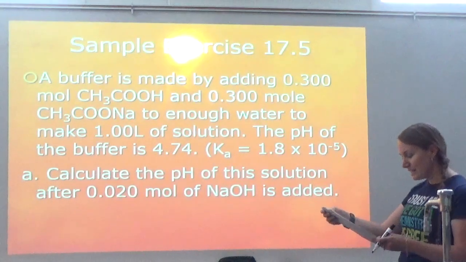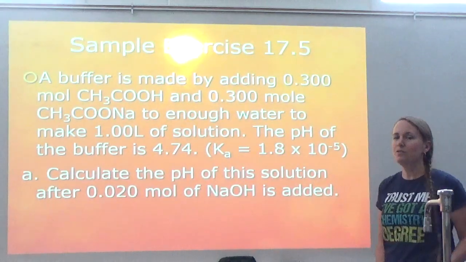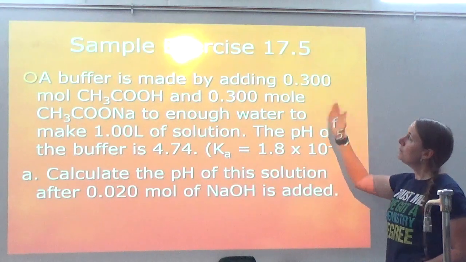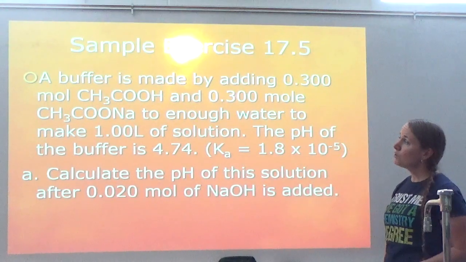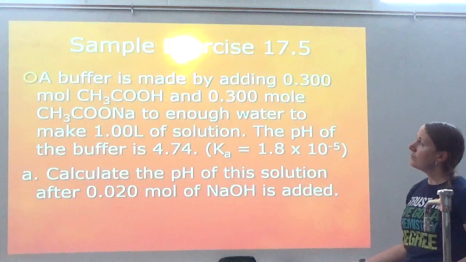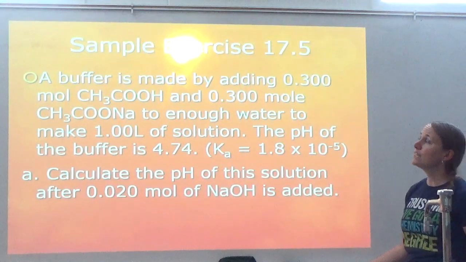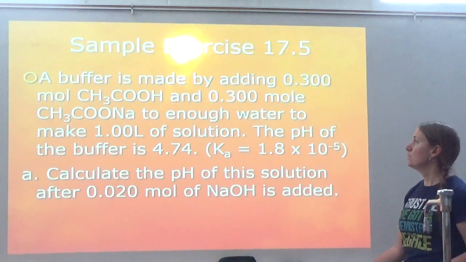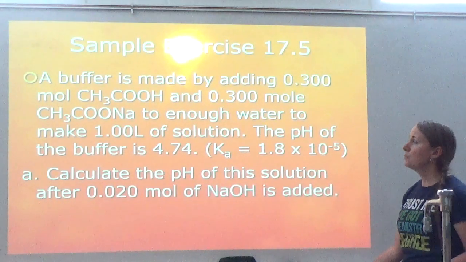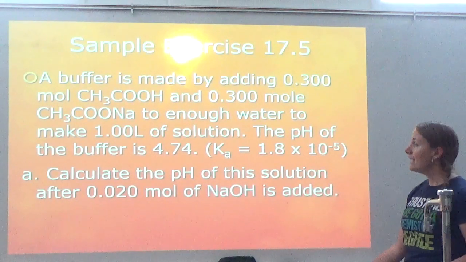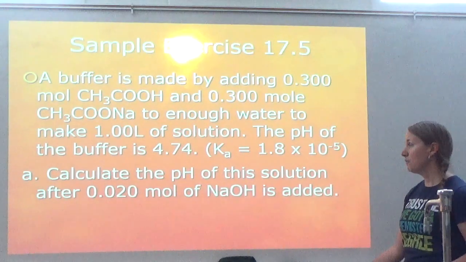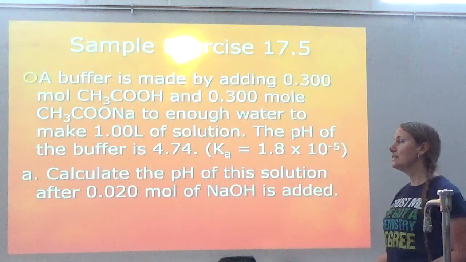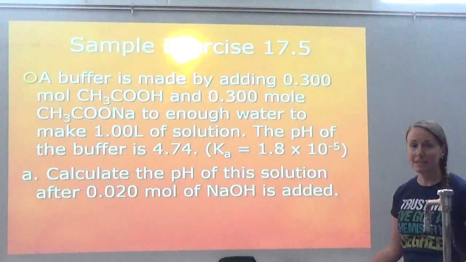Okay, so let's look at the first one together. Oh man, hopefully we're getting near the end here. So it says a buffer is made by adding 0.3 moles of CH3COOH and 0.3 moles of CH3COONa to enough water to make 1 liter of solution. The pH of the buffer is 4.74 and the Ka is 1.8 times 10 to the negative 5. Calculate the pH of this solution after 0.02 moles of sodium hydroxide is added.